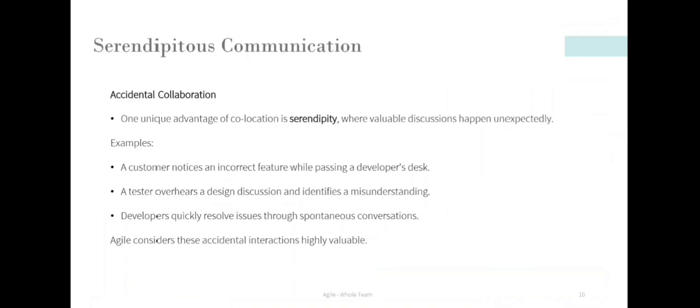The next is serendipitous communication. One unique advantage of co-location is serendipitous communication, which means useful conversations happen unexpectedly. For example, a tester may overhear a discussion and notice a possible defect, or a customer may immediately point out an incorrect feature while walking past a developer's desk. These spontaneous interactions often prevent bigger problems later.